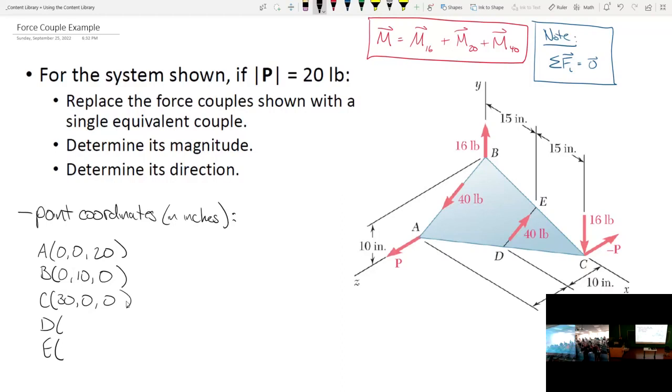Point D is sort of like the average of point C and point A. So that's going to be 15, 0, 10. And then point E is like the average of B and C, right? So it's going to be 15, 5, 0. Does that make sense? Hopefully that should be pretty straightforward.